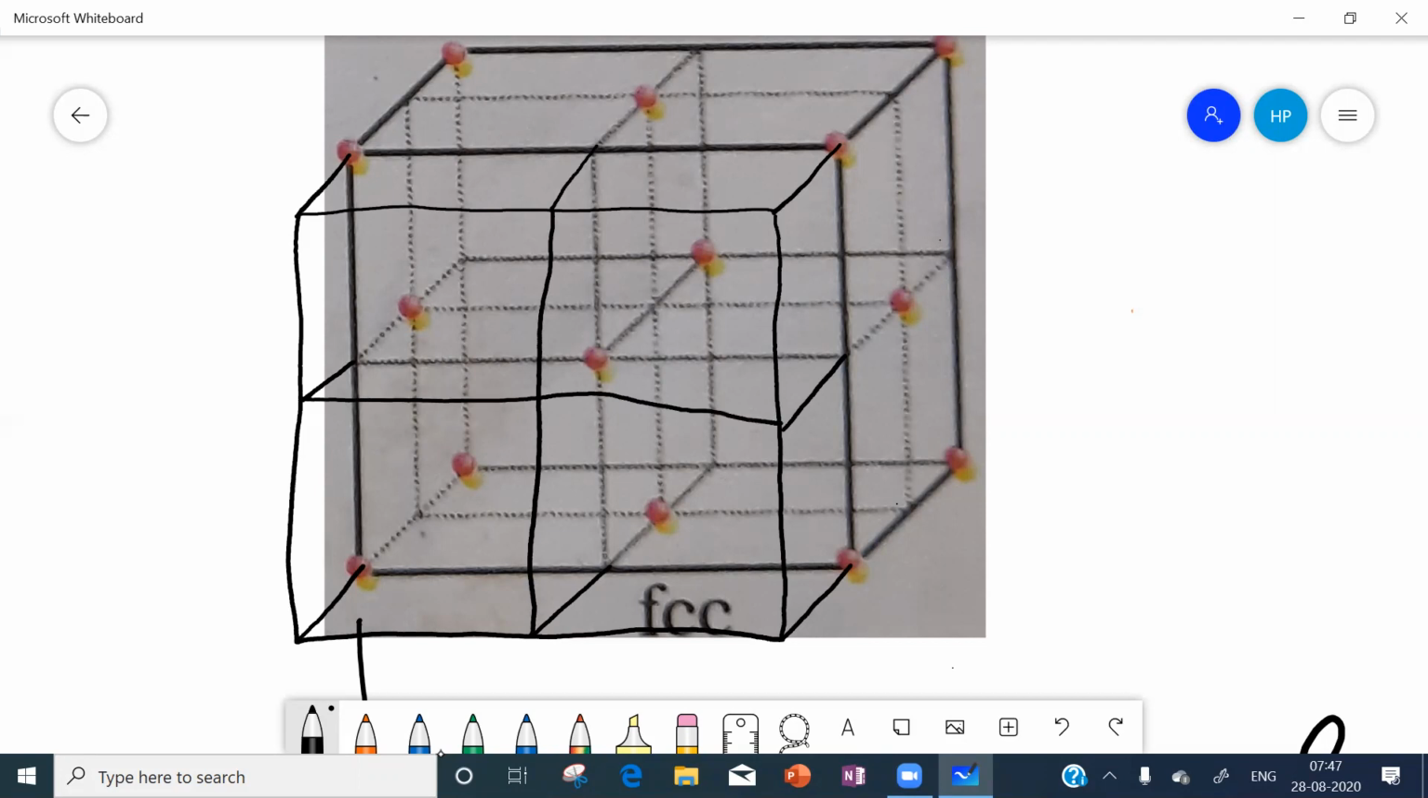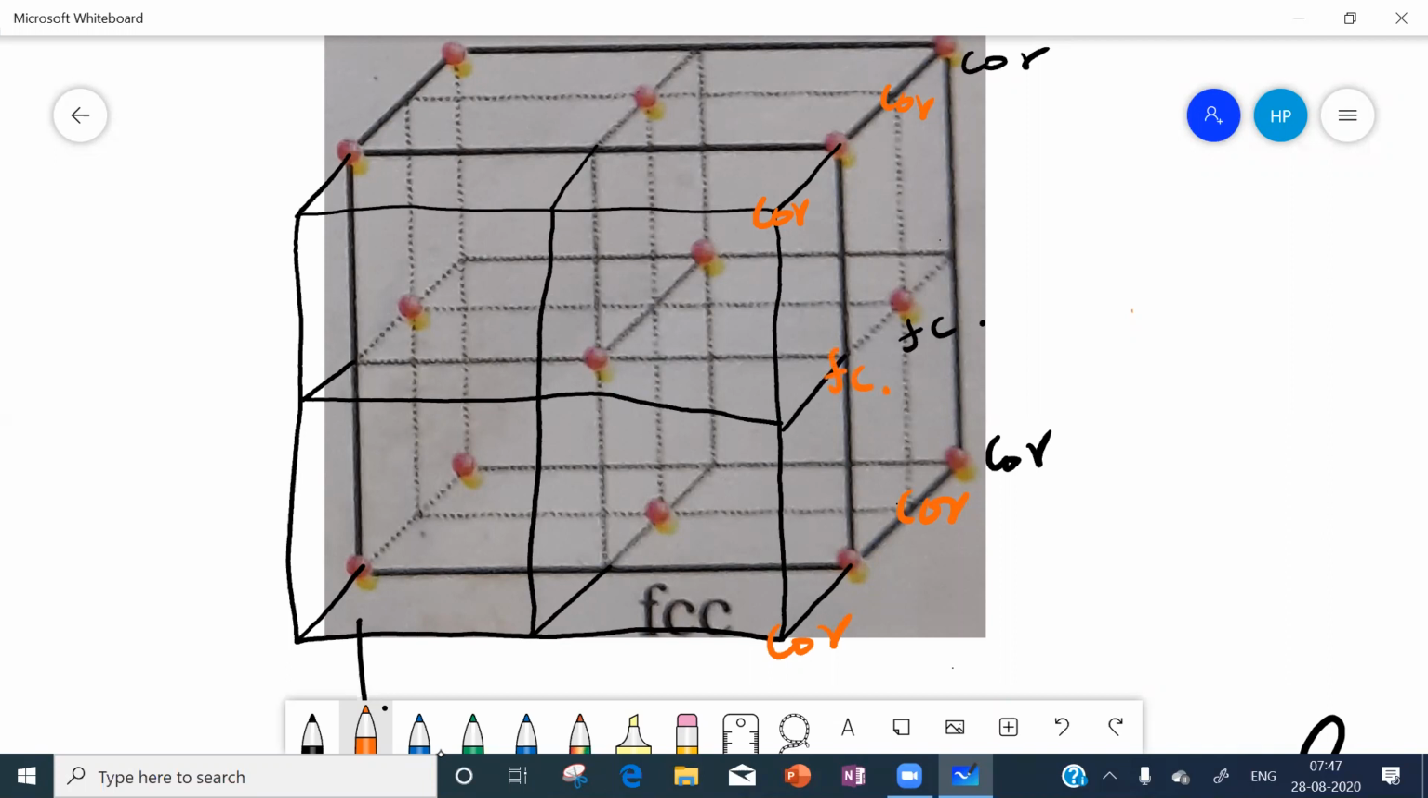Okay. Now, in the beginning we said this is the corner and this is the face center. Correct? Now I will say this is the corner, this is the corner, this is the corner. Then this will become the face center. Correct?